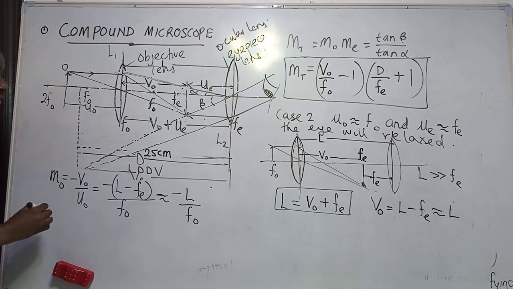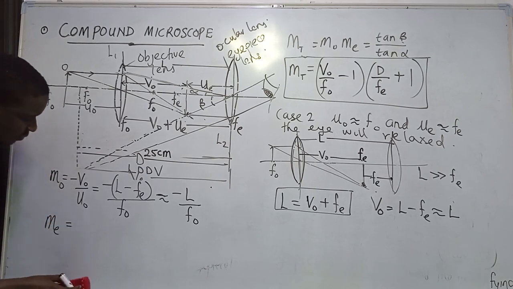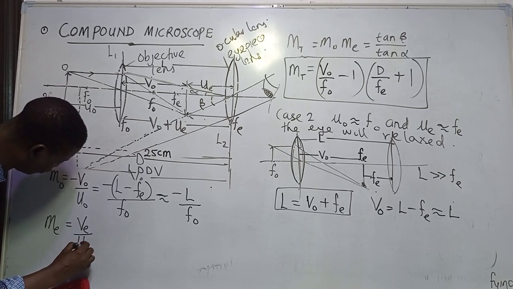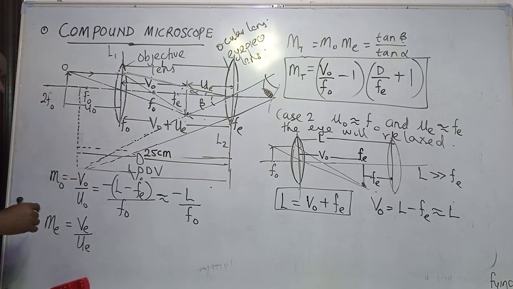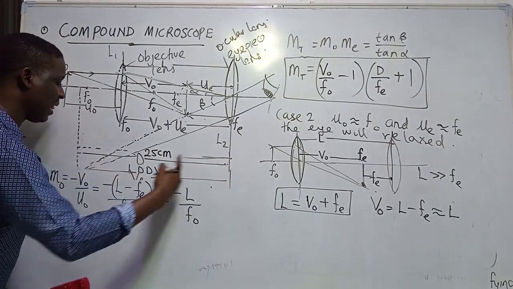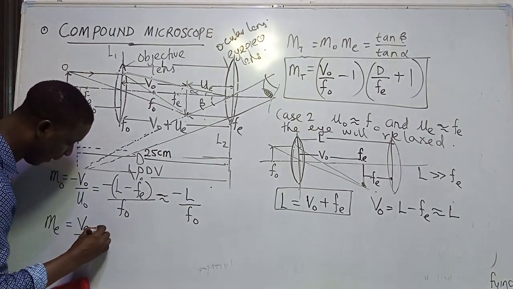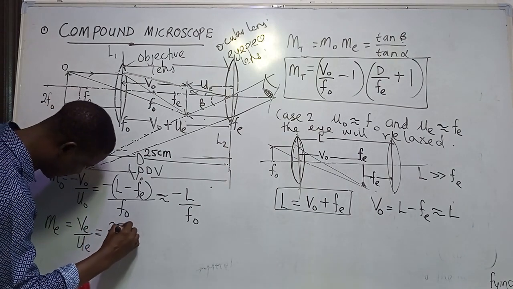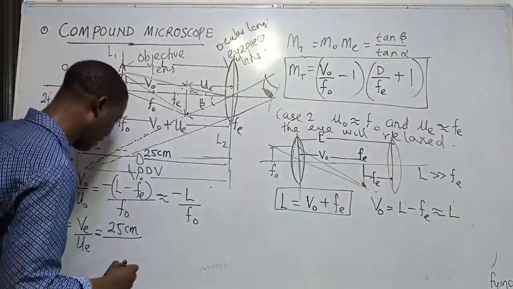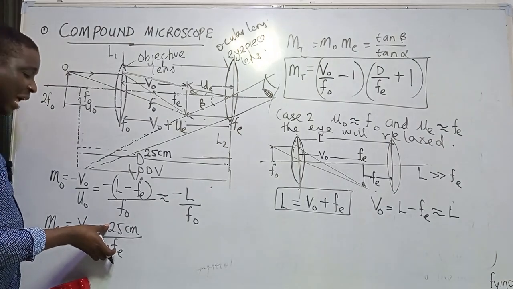That is the magnification of the objective lens. What about the magnification of the eyepiece lens? The eyepiece magnification is VE over UE. Don't forget that VE is equal to the distinct, LDDV, which is the least distance of distinct vision. So this will now be 25 cm. What about your UE? I told you your UE is equal to FE. So this is the magnification when the eye is relaxed.